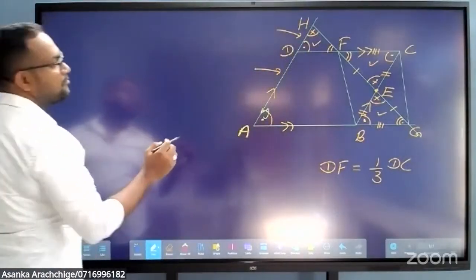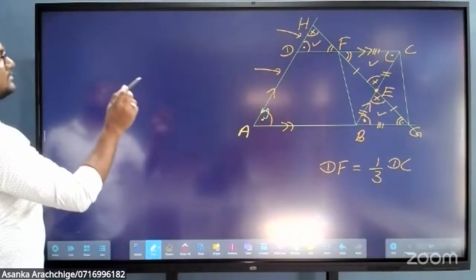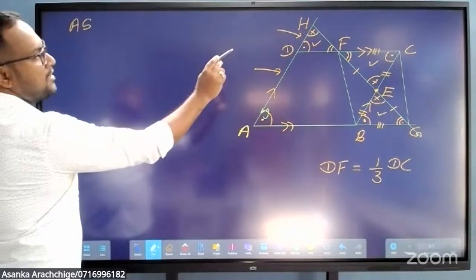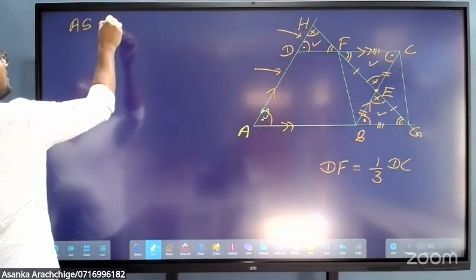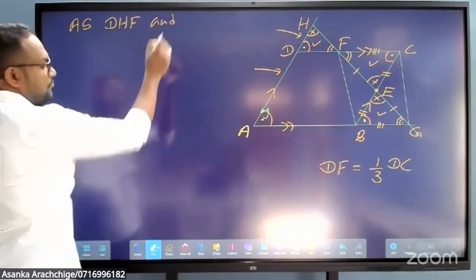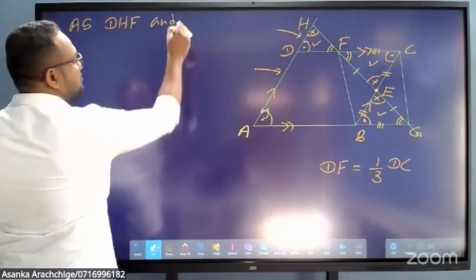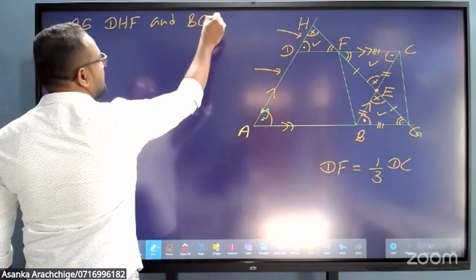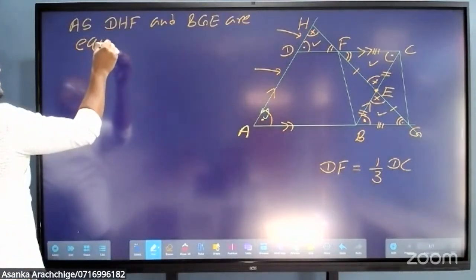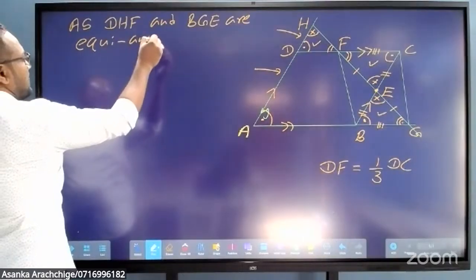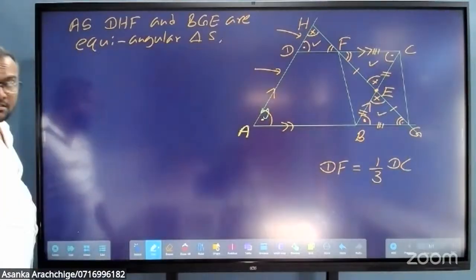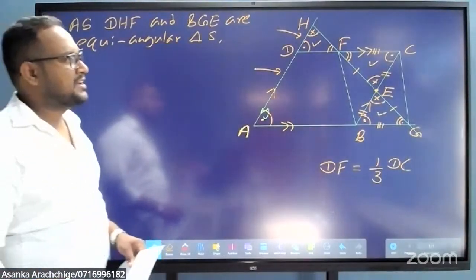As DHF and BGE are equiangular triangles. ඔය දෙන්න equiangular triangles නිසා මොකද වෙන්න ඕනේ?